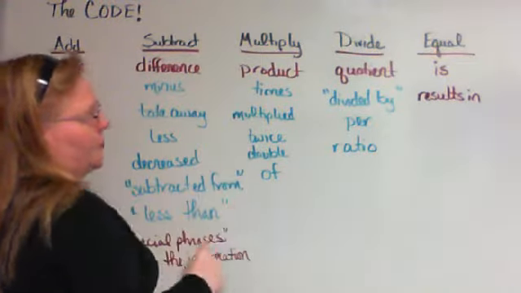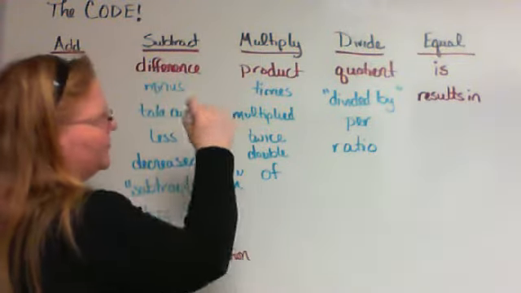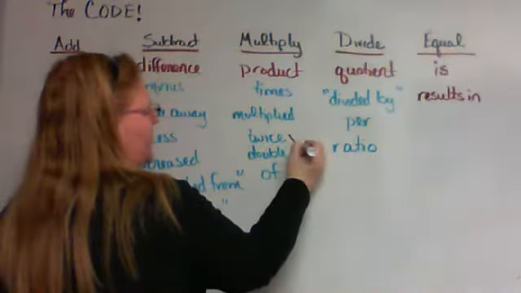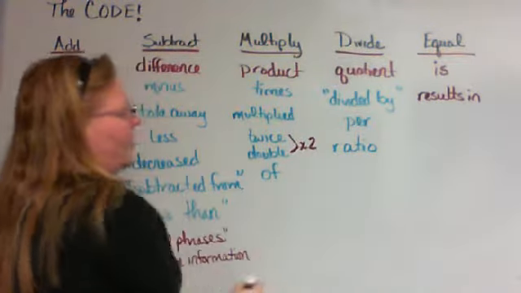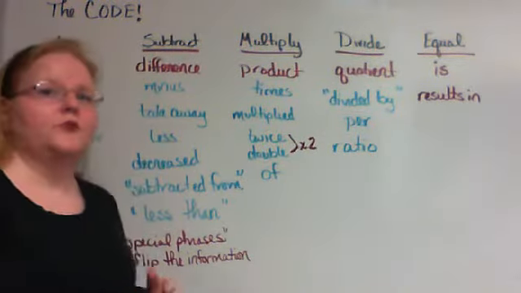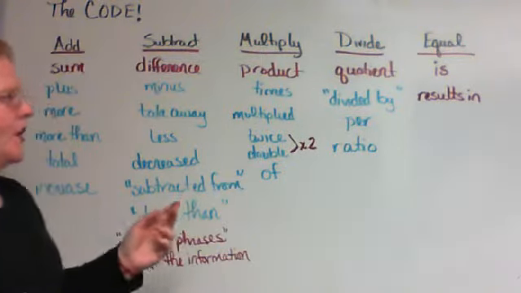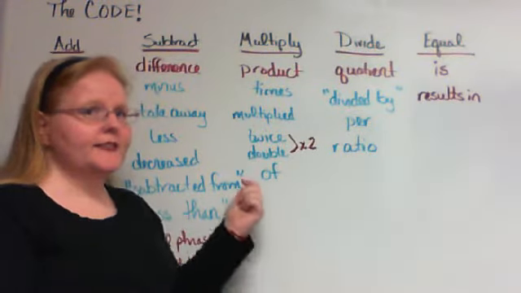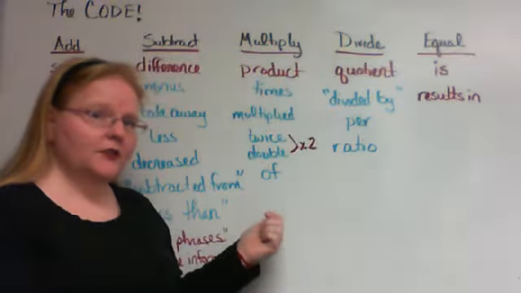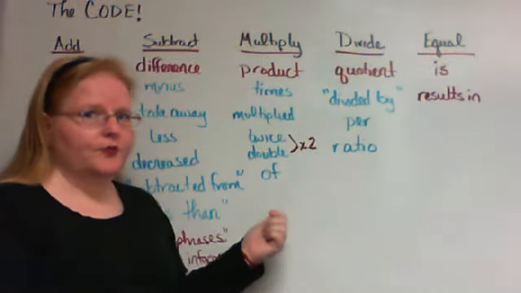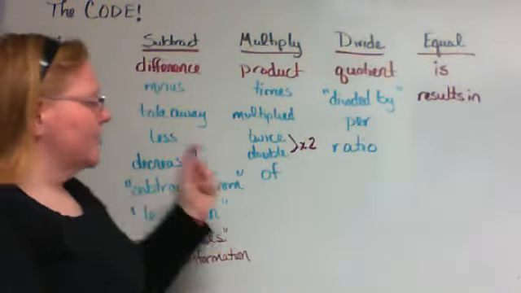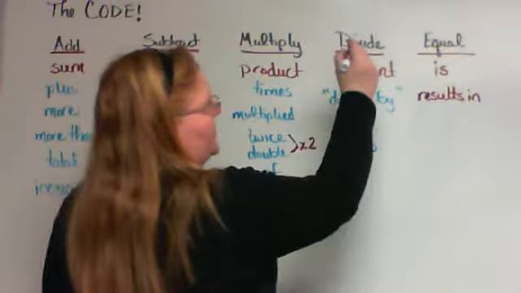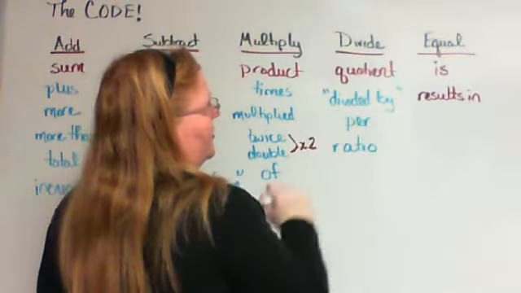Times means multiply. Multiplied obviously means multiply. Any derivative of these words means that word. Twice and double are special because they specifically mean times 2 only. So they build in the number you're multiplying it by already in the word. The word of is used a lot for multiplication. It doesn't necessarily mean that it's always multiplication, but it's used a lot for multiplication. Whenever you're talking about of some number, that's when it's multiplication. So divide is quotient, divided by, per, and ratio.